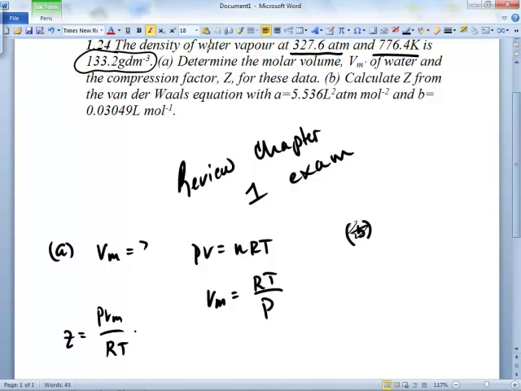I don't even see it. Oh, there it is. PVm over RT. Okay, so then you calculate your Z. Okay, for part A. And then in part B, calculate Z from the van der Waals equation of state. Okay.